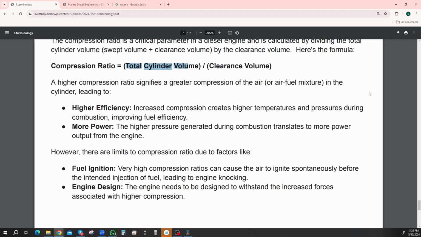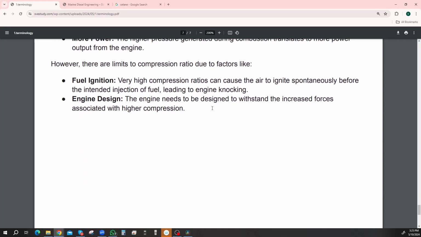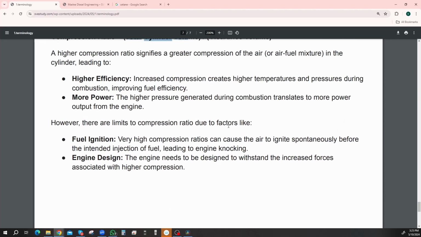Might do. Engine design. The engine needs to be designed to withstand the increased forces associated with higher compression. Yeah, so this is what I was saying. You crank up the pressure inside your engine, of course you increase the output, but you also run the risk of blowing the thing apart. And generally, the bigger the engine, or the more well-designed the engine, like the ones you guys are using, the higher the pressures you can get in there.